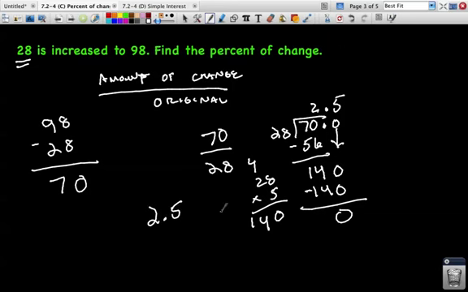Now I can convert this decimal into a percentage because we're trying to find the percent of change. So move it over twice, add my 0, and I found out that when 28 is increased to 98, it is a 250% increase.